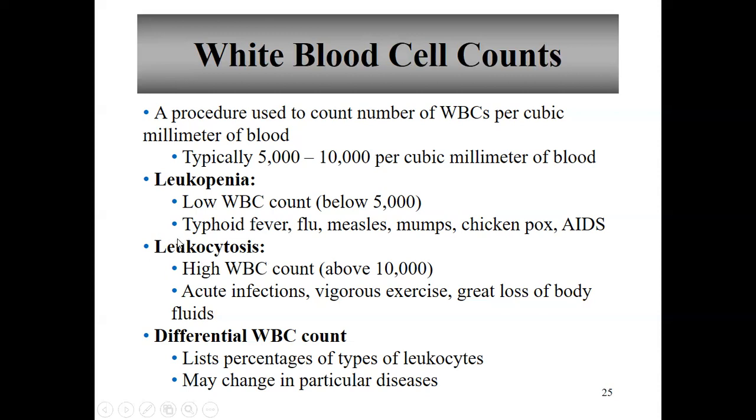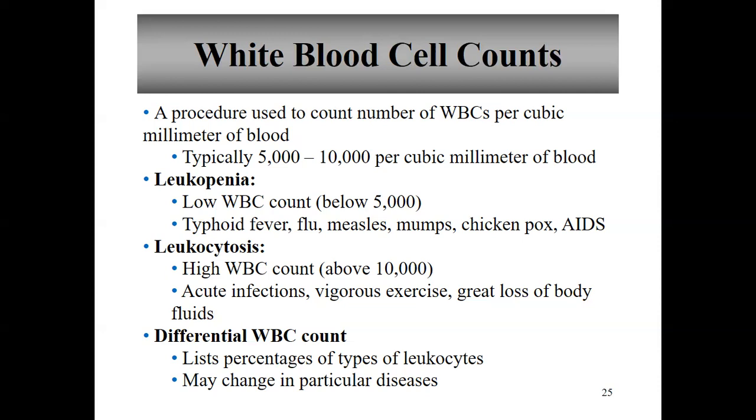Leukocytosis. Leuko again means white, cyto means cell, osis is a condition of. So this is a condition of white blood cells. This is when you have a high white blood cell count, so above 10,000, which is the upper end of normal. Leukocytosis can be caused by acute infection. So if you've been ill for just a short amount of time, your white blood cells are going to increase quite a bit to help your body heal from that infection.